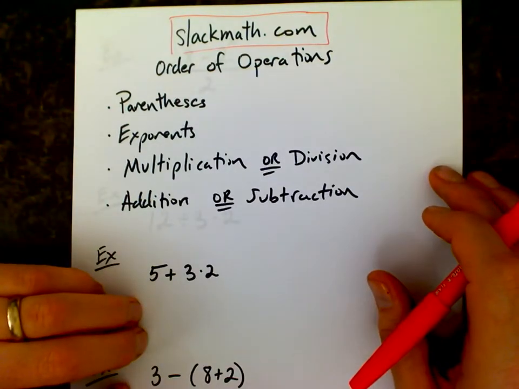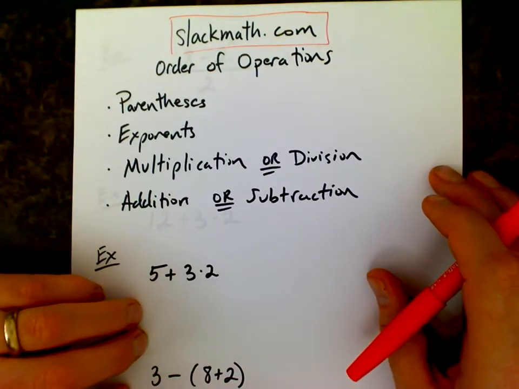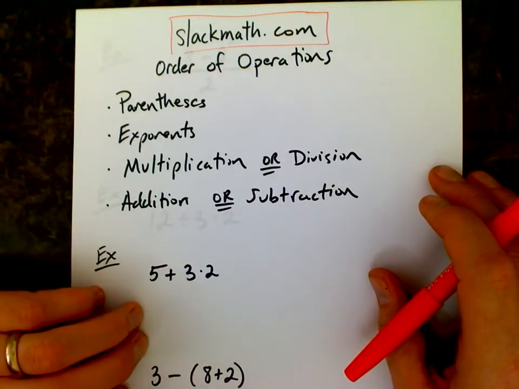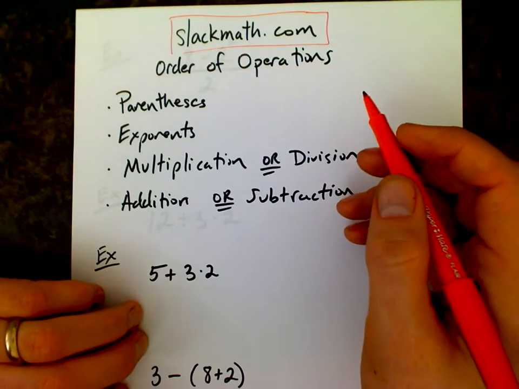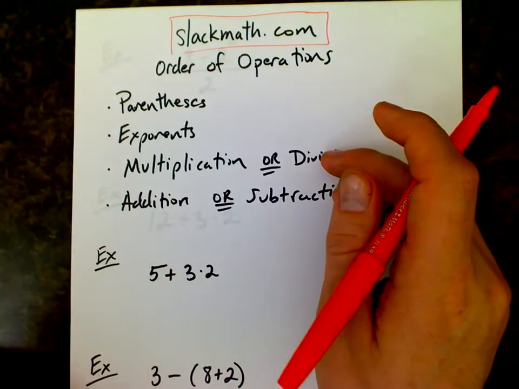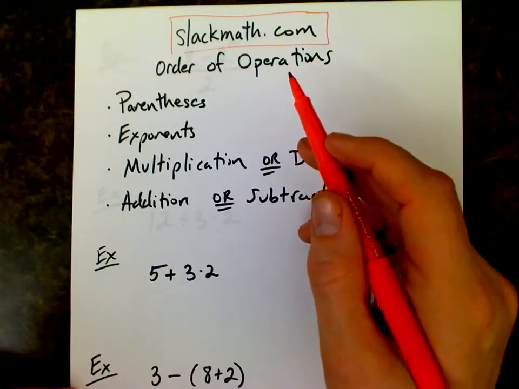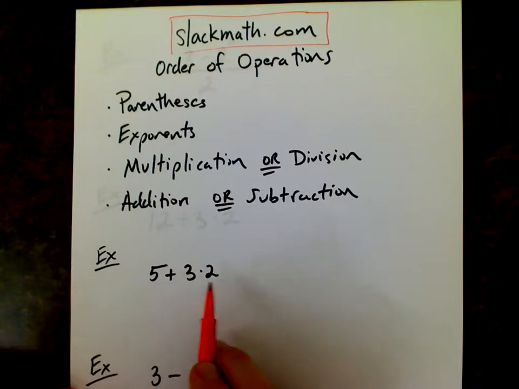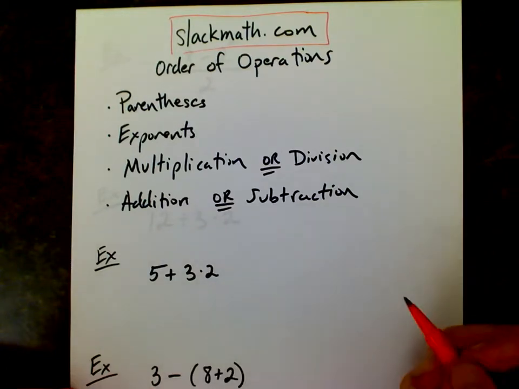So the order of operations is a set of rules we use to clarify the procedures to be performed for a given mathematical expression. That's kind of the formal thing, but basically it's just a way to allow us to communicate so that 5 plus 3 times 2 means the same thing to me as it does to you.